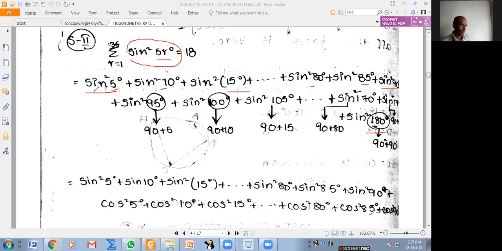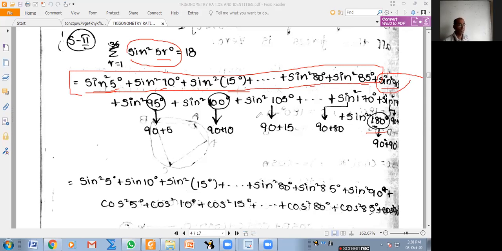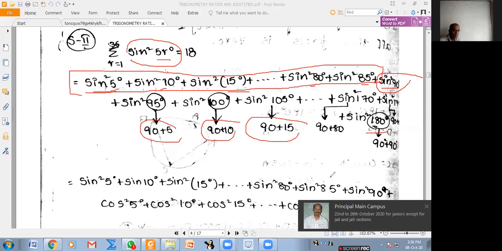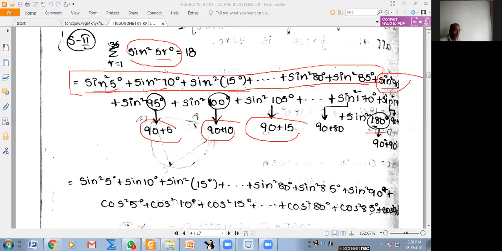Now what am I doing? From 5 degrees to 85 degrees, I am not changing anything. From 95 to 180, I am writing everything as 90 plus theta. 95, I can write as 90 plus 5. 100, I can write as 90 plus 10. 105 is 90 plus 15. 180 is 90 plus 90. What is the advantage? Basically, there are a total of 36 terms. The first 18 terms I am not touching. For the next 18 terms, every angle I am writing as 90 plus something. And sin of 90 plus theta is cos theta.